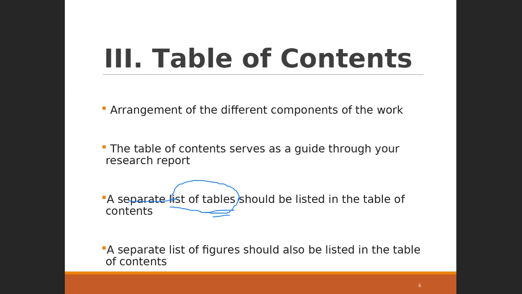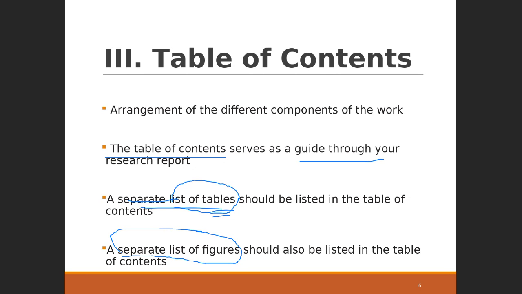Also, you need to have a separate list of figures. The most important figure in your research report is your theoretical framework. So a table of contents should have a reference of your headings and subheadings in your research report, and a separate list of tables which should show the total number of tables, the names of those tables, and the page numbers of those tables. It should be presented in the table of contents as well.